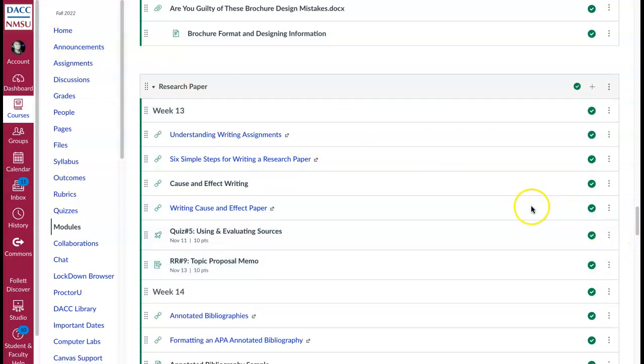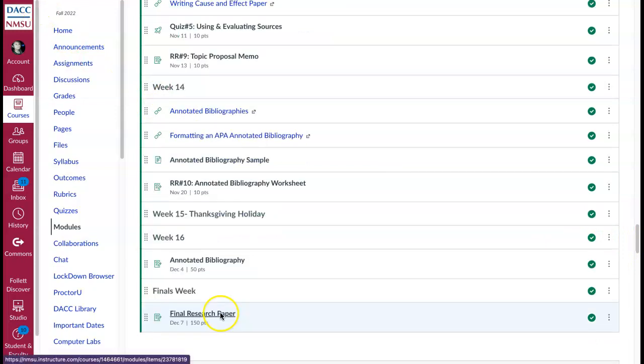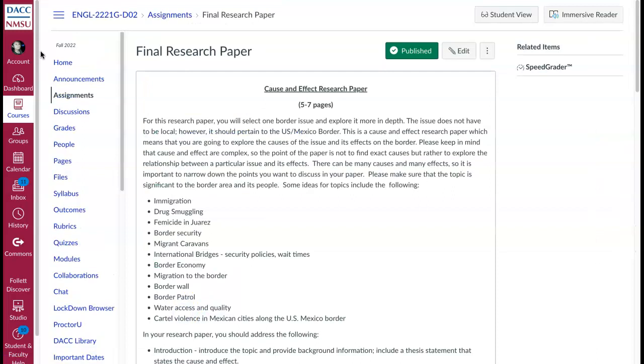Okay, so let's go ahead and get to the assignment. You will find the instructions under Final Research Paper. Basically, what you have to do for this final research paper is write a cause and effect essay that is about 5 to 7 pages. The format should be in APA and everything should be double spaced.